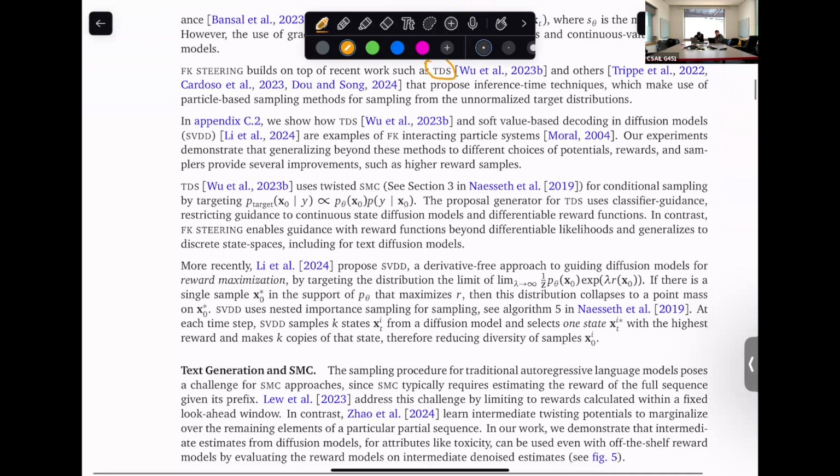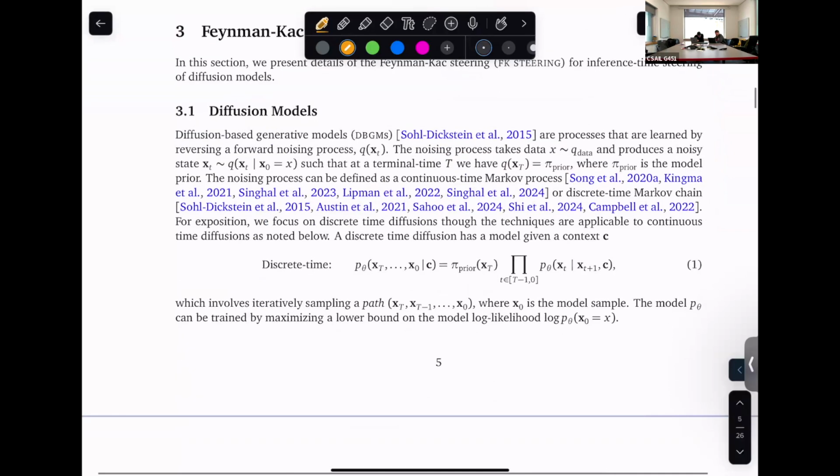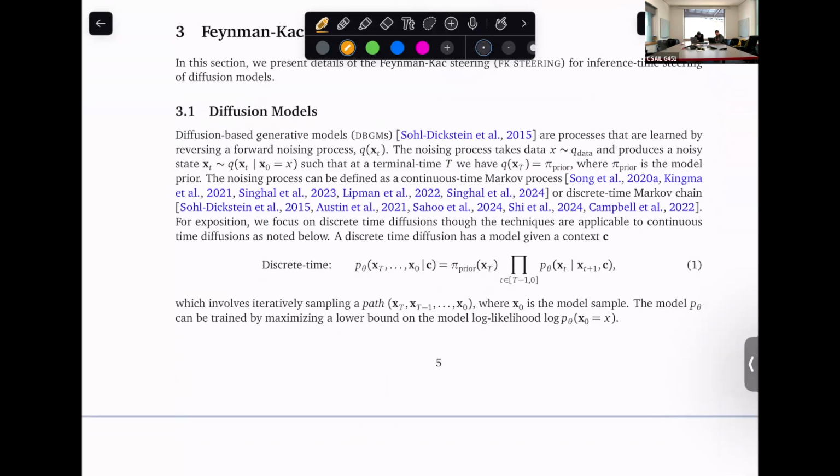Good. Then I think we should move on to... I'm happy to maybe get some notation down. Right. Okay. So yeah, keep going.